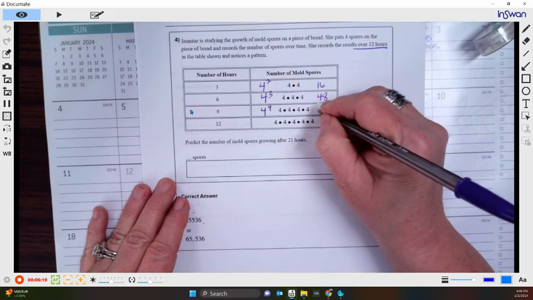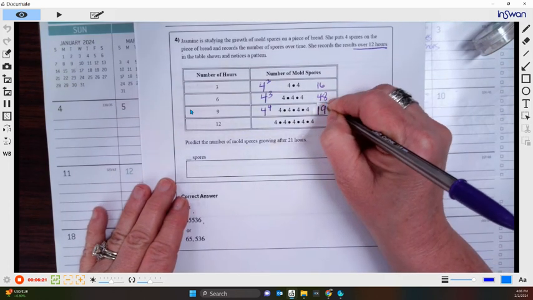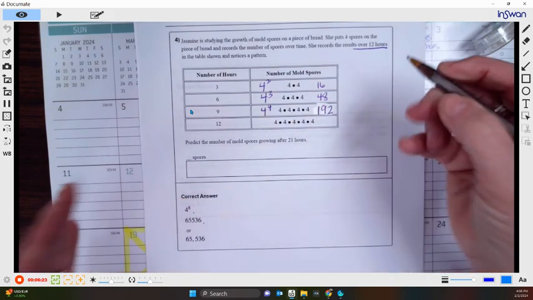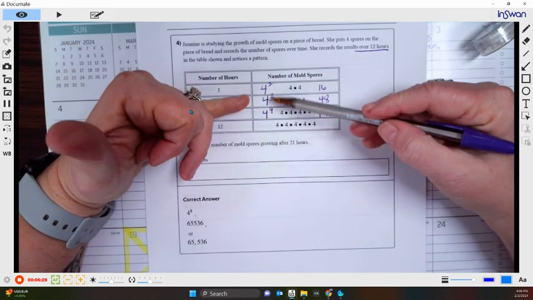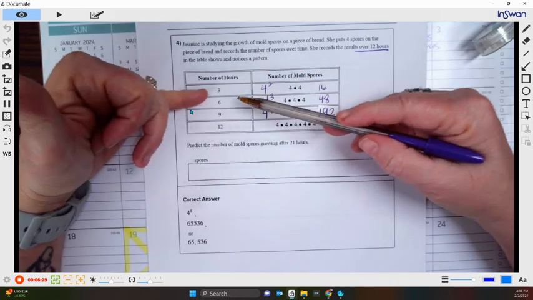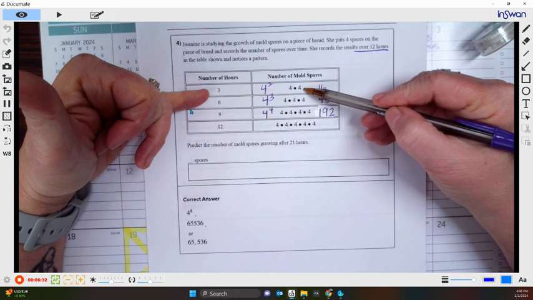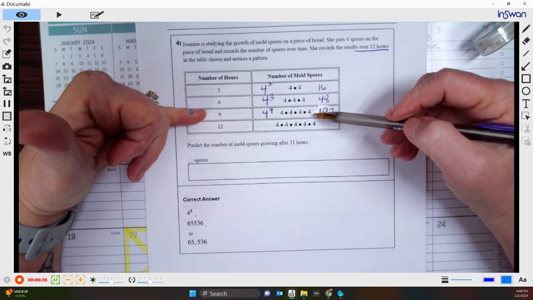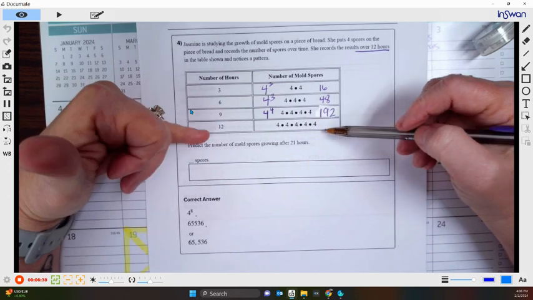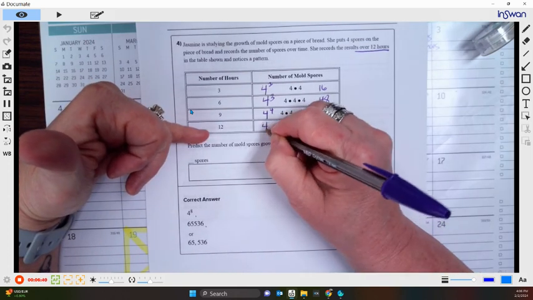And basically, you had a calculator that you could use in your toolbar, but every 3 hours, the exponent is multiplied by itself one more time. So 4 squared is 3 hours. 4 to the third is 6. 4 to the fourth is 9 hours. 4 to the fifth is 12 hours.